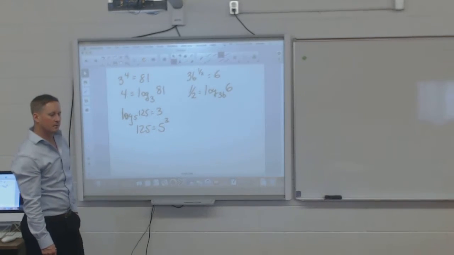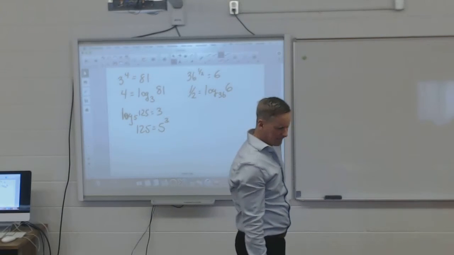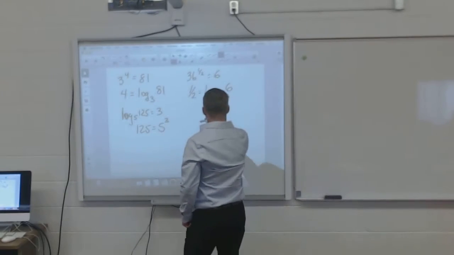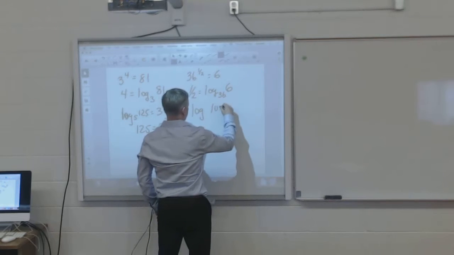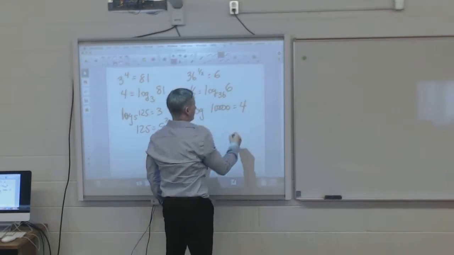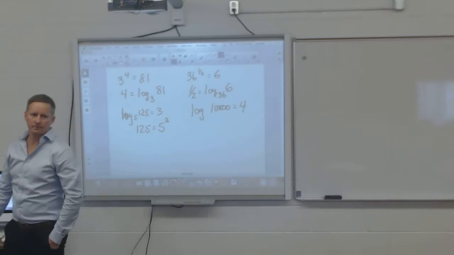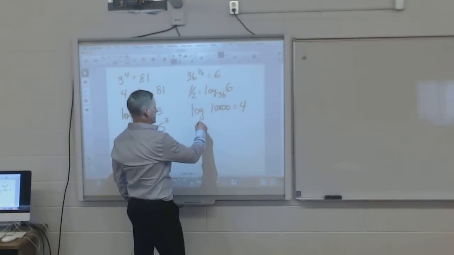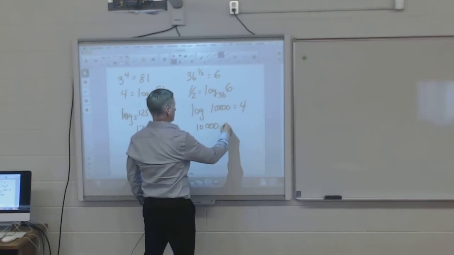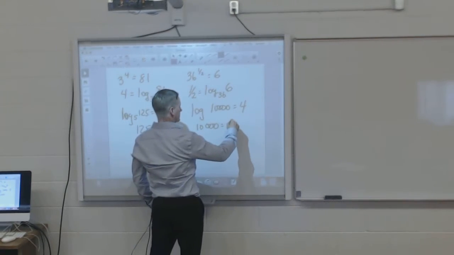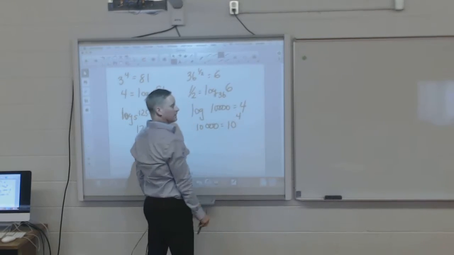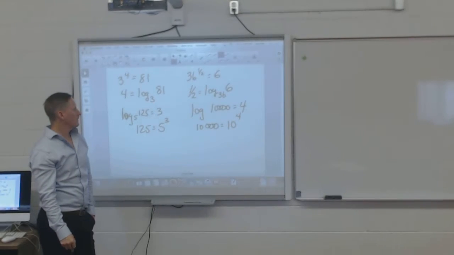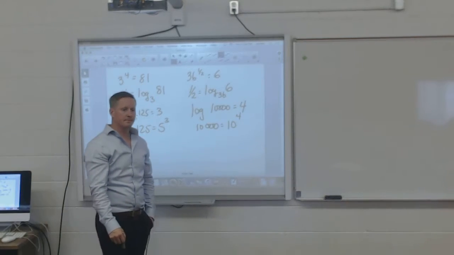Alright so far? What was the last one here? Log of 10,000 equals 4. What's the base in this question? 10. It's not written in, Lexi. It's always 10. Okay? So, what does 10,000 equal? My base, which is 10 to the 4th. That's right. Okay?